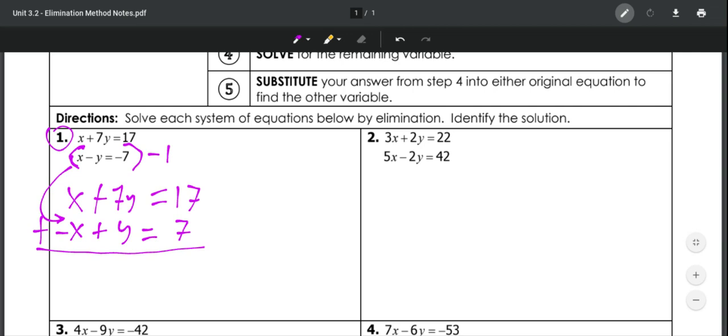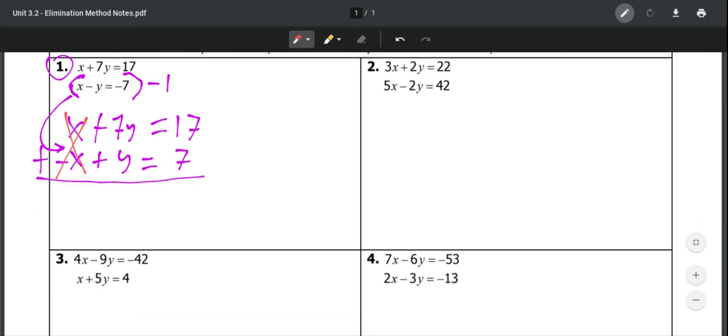Now we can cross these two out because x minus x is just 0. So we got rid of it. Now you add the rest of what you have. 7y plus y is 8y, and 17 plus 7 is 24. So y equals 3. We just solved for y by doing that.